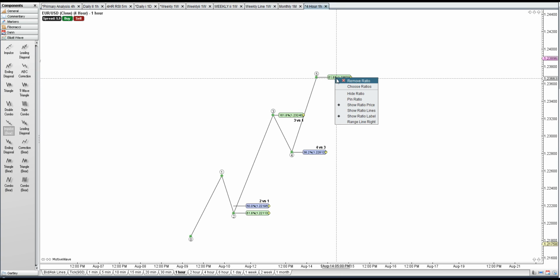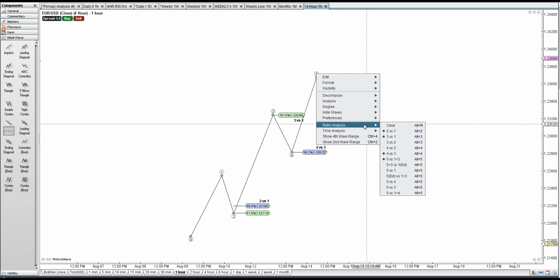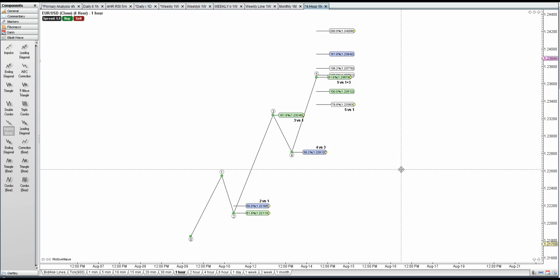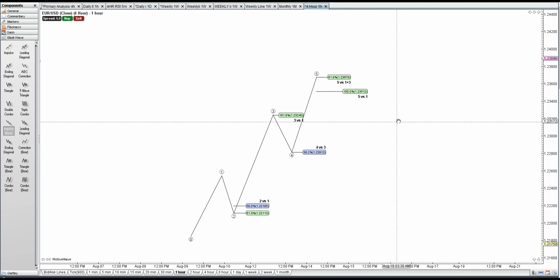I'm going to pin this ratio here because the second common ratio or relation for wave 5 is 5 equals 1. Okay, so 5 equals 1 at 23.15, so this target here equals the wave 1.